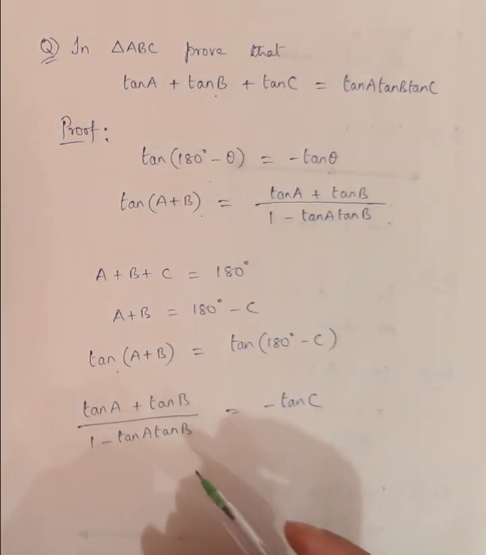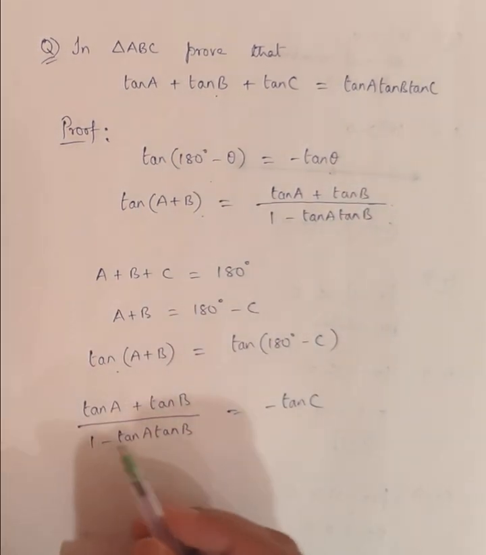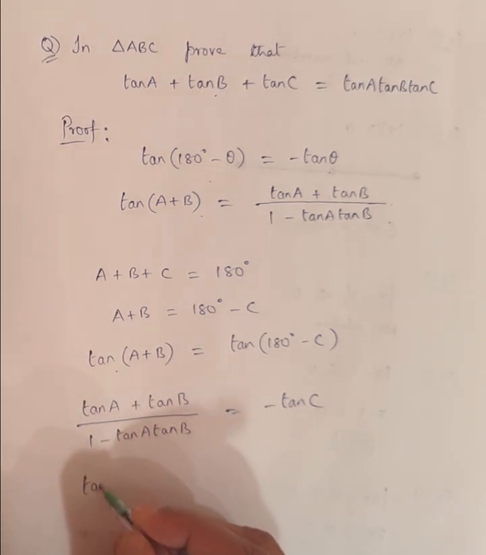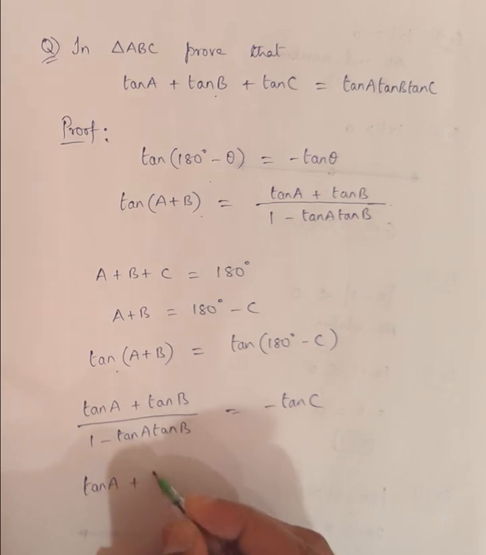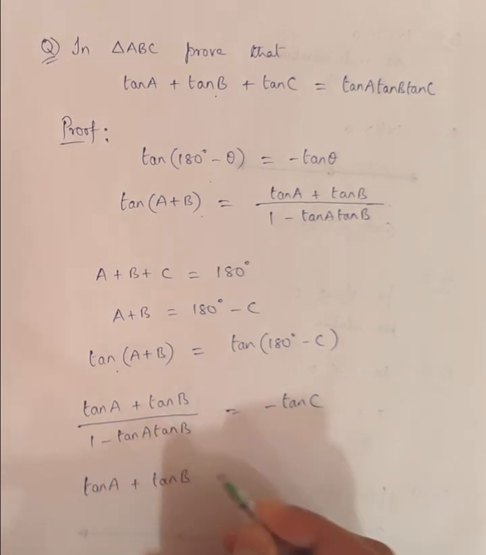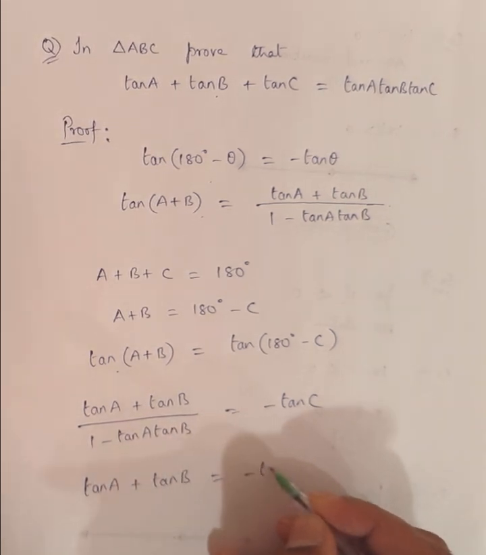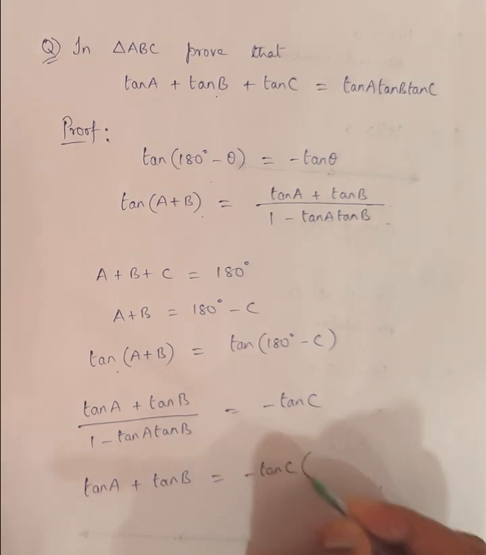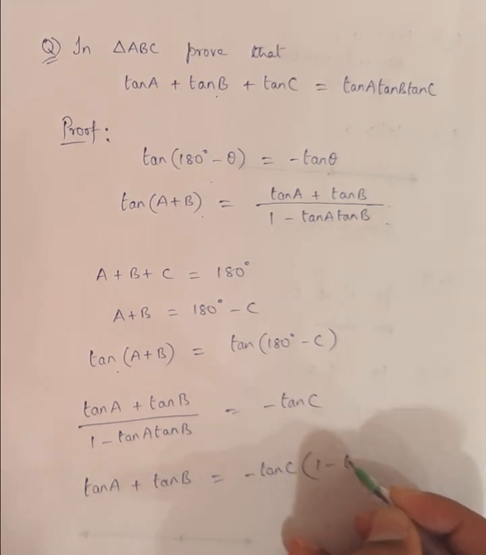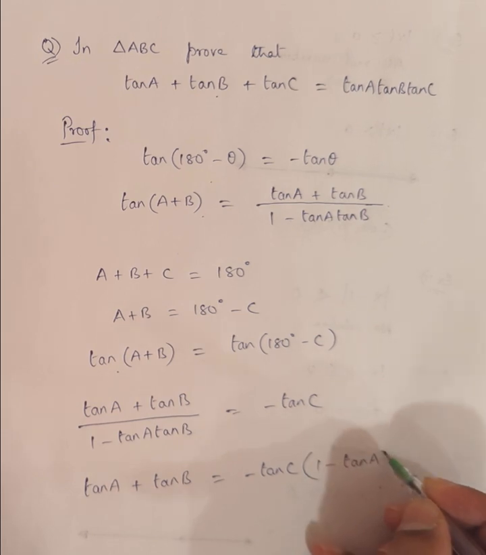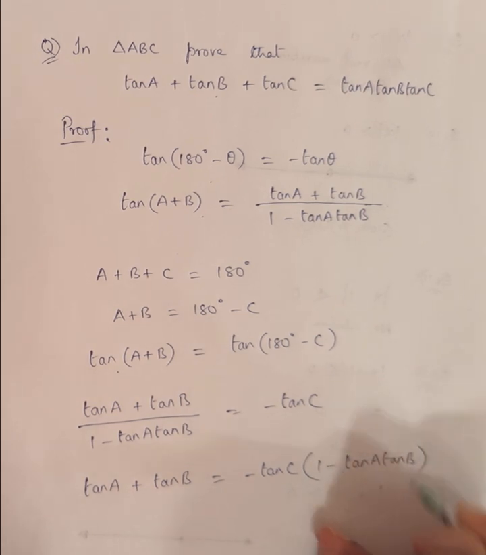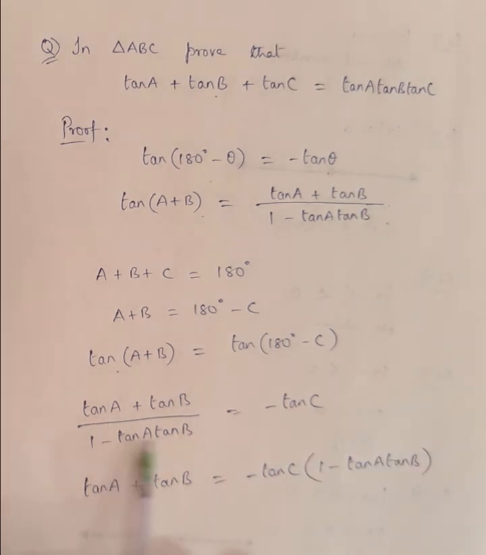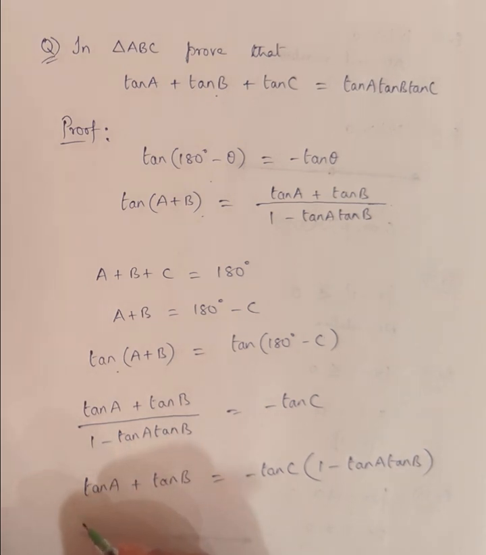So let's go ahead and do that. If I multiply both sides by the denominator, then on the left I'm only going to have tan A plus tan B, and on the right it's going to be negative tan C times that denominator, 1 minus tan A tan B. I'm multiplying both sides by this quantity.